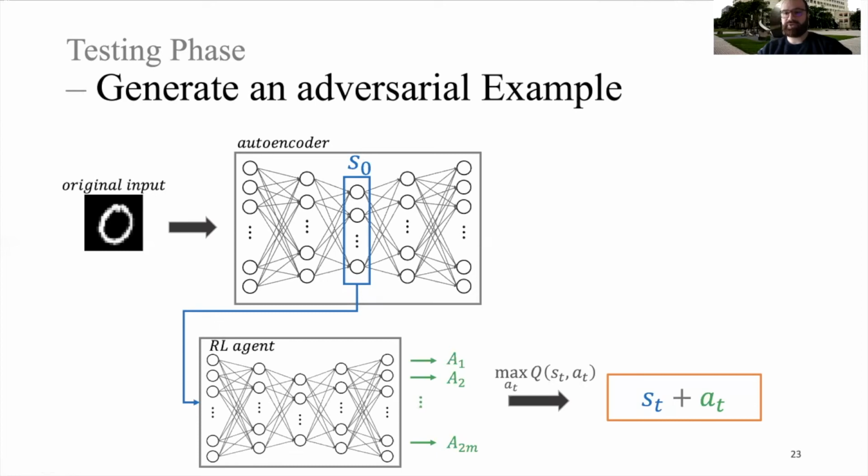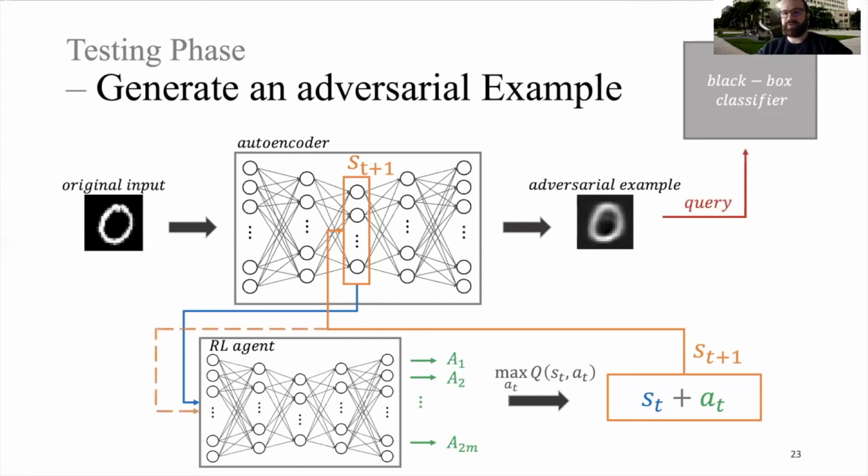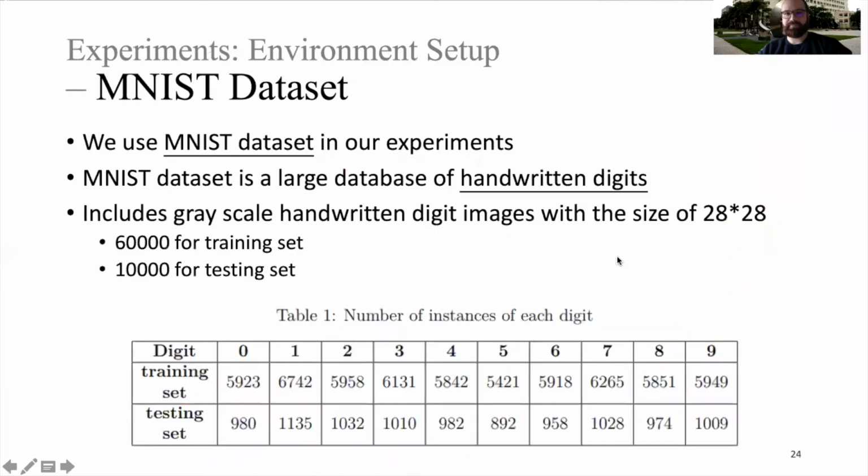So now we perturb the state with the definition of that action, and we try to craft our first adversarial example. Now our agent would query the classifier C to see if it succeeds or not. If it fails, it means that there are more actions that the agent has to take. Otherwise, if it succeeds, then the algorithm would just halt and use that adversarial example as output.